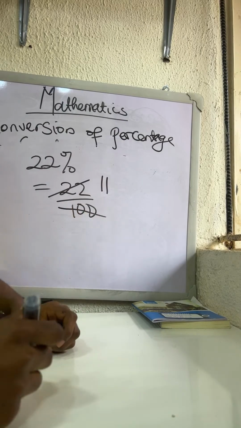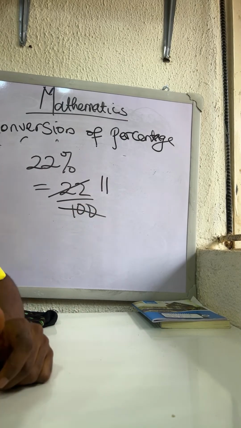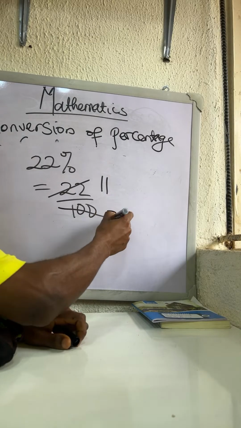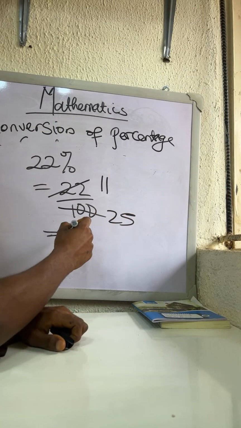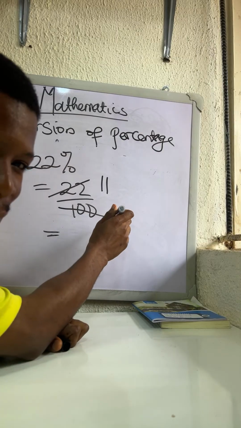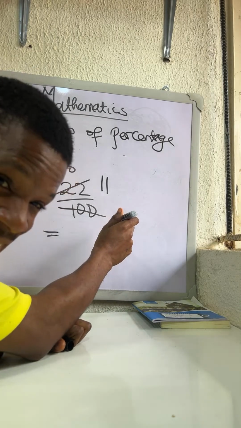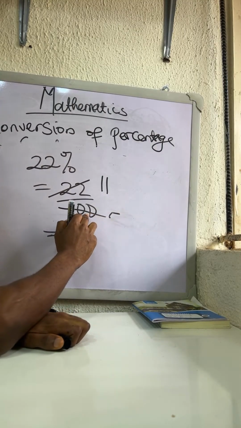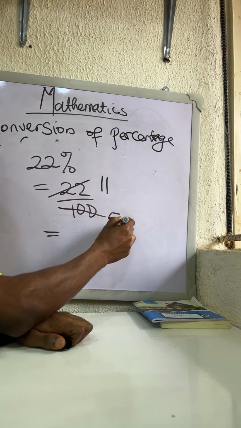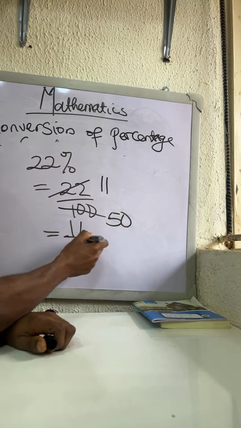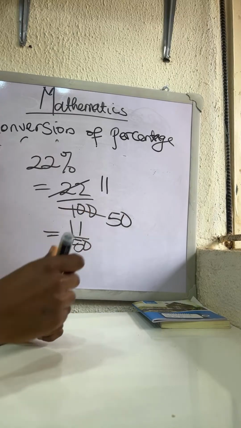If you divide 50 by 2, what do you get? 25. So the answer is what? 11. No, 50 by 2 is not 25. You want to confuse the teacher? 50 by 2, sorry, 100 by 2, that's what I want to say. So you have it as 50. So the answer is 11 out of 50. Okay?